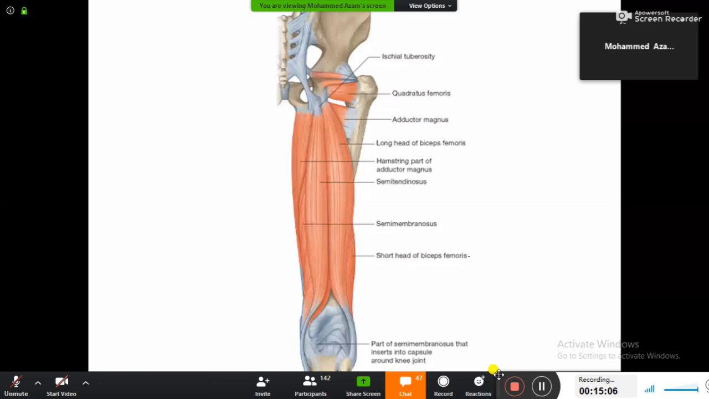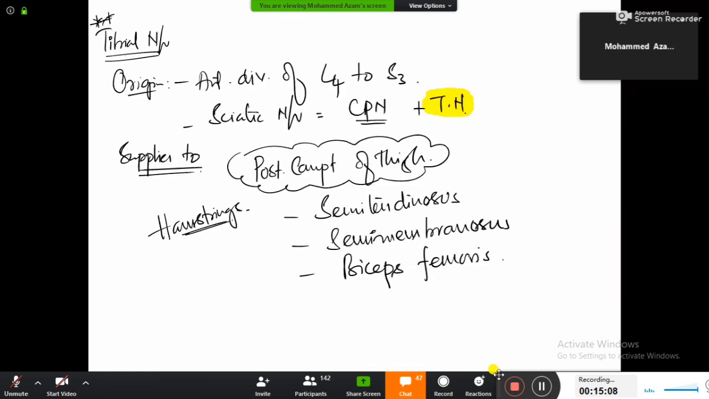Now, if you are comfortable with the notes and the picture, welcome sir, I'll tell you the exception. And wherever there is an exception, there is a question. So listen carefully. Biceps femoris will be having two heads. There will be one long head and there will be a short head.